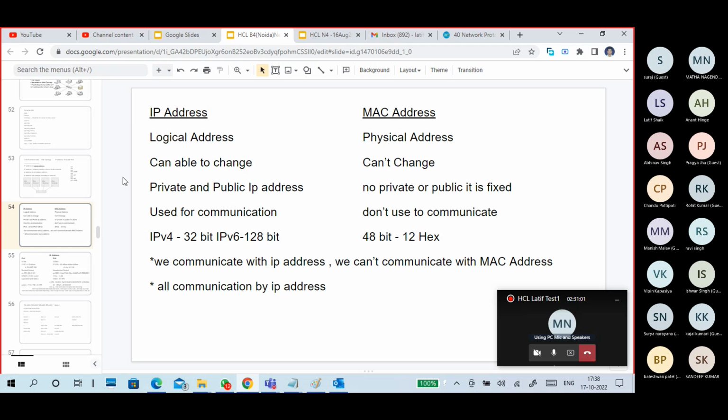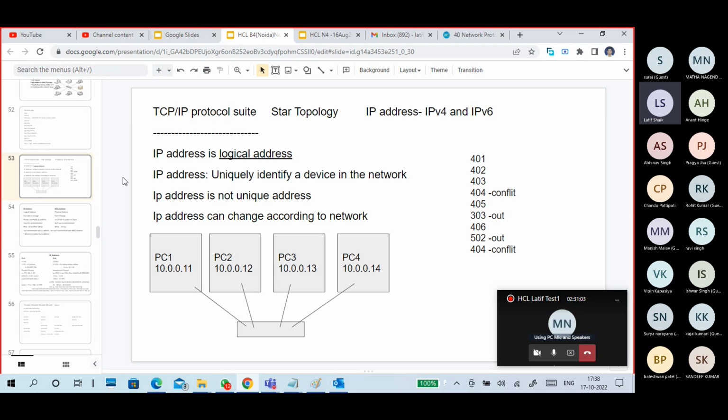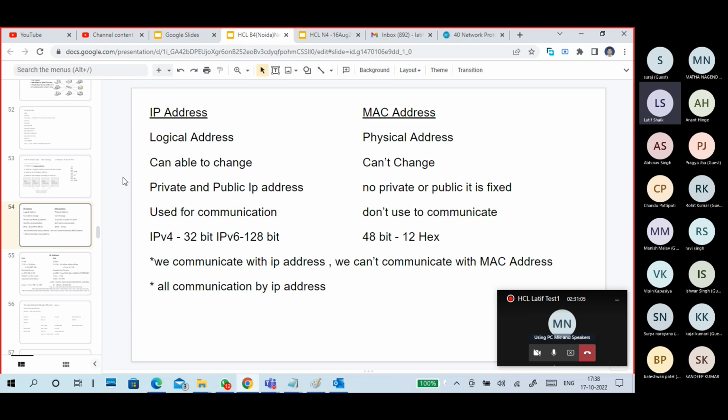Okay, this is the difference between IP address and MAC address. So it's also a question: what is IP address and MAC address? IP address is a logical address. MAC address is a physical address. IP address can be changed based on your network, or we can change the IP address manually or by DHCP server. MAC address is given by the manufacturer of the NIC, and we cannot change the MAC address.